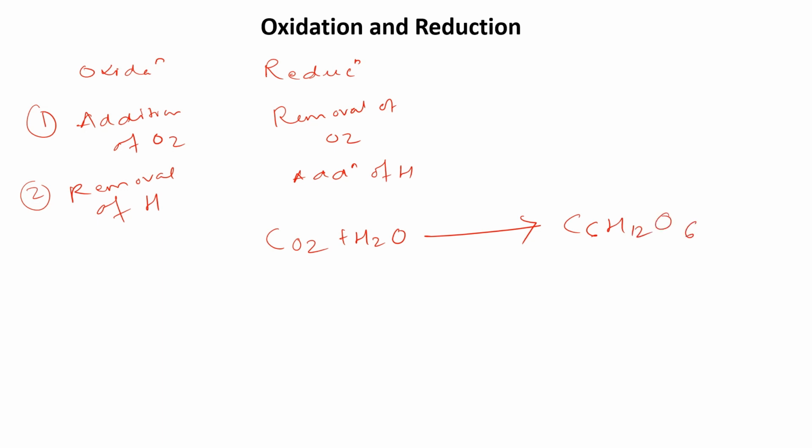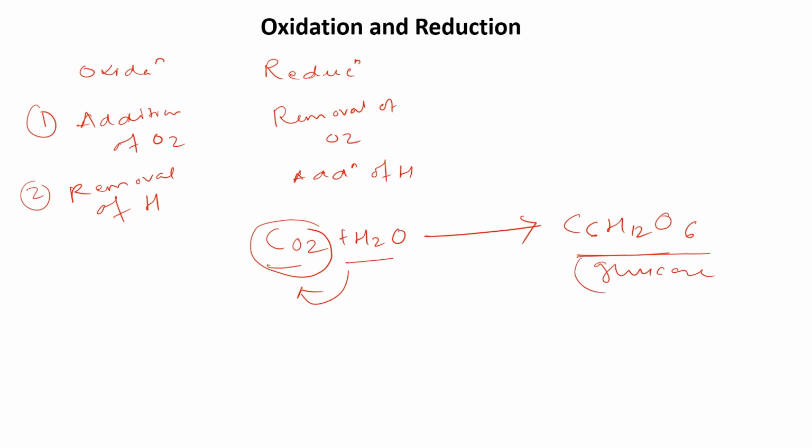What is this reaction? Photosynthesis, right? Carbon dioxide plus water giving glucose or food is the process of photosynthesis. What is happening in the process of photosynthesis? Here, carbon dioxide is being reduced because in CO2 hydrogen is added to form C6H12O6. So in this reaction, carbon dioxide is reduced to form glucose.